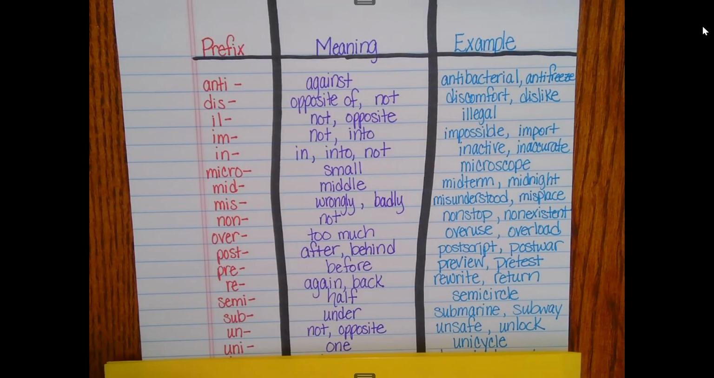Uni. Uni means one. For example, unicycle. A unicycle has one wheel. We talked about this yesterday. A unicorn has one horn. Bi. The prefix bi means two. For example, bicycle. A bicycle has two wheels. Binoculars. Binoculars have two lenses.